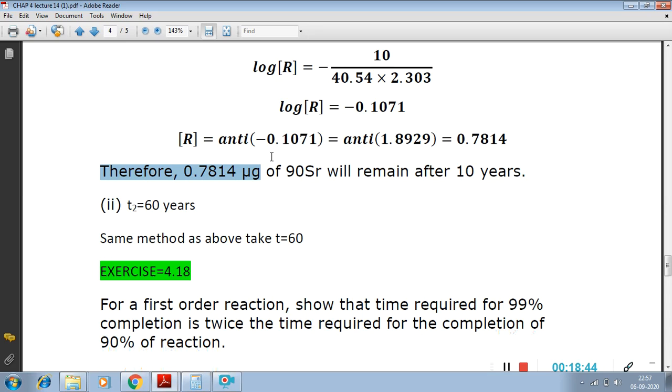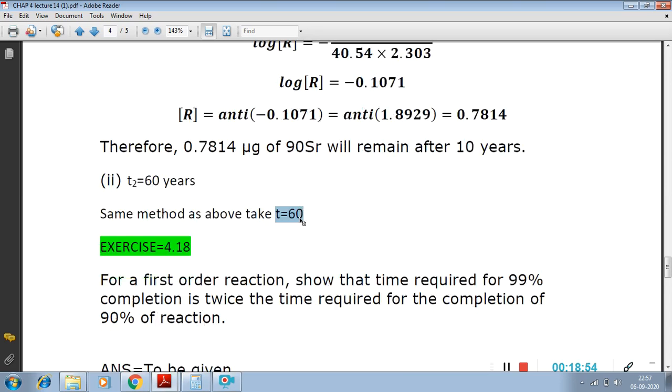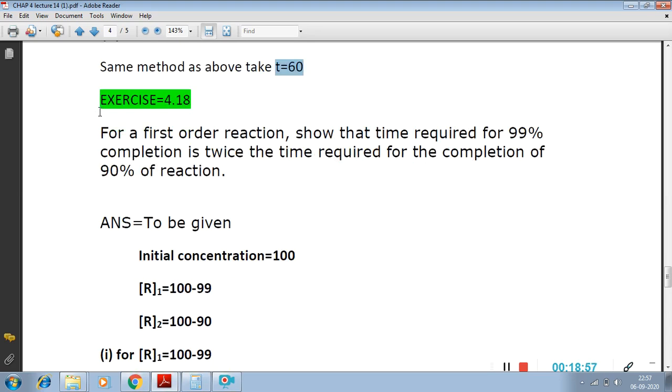Now the same calculation you have to do for 60 years. Just take T is equal to 60 here. Other values are the same. Next one is exercise question number 4.18. Here the question is: for a first order reaction, show that the time required for 99% completion is twice the time required for 90% completion of the reaction.